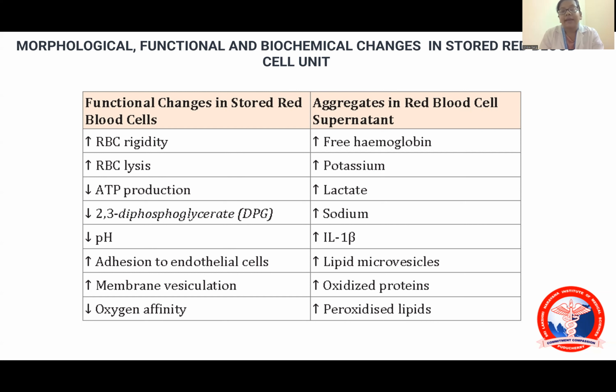And what do aggregates in red blood cell supernatant indicate? They indicate free hemoglobin, increased potassium, increased lactate, increased sodium, increased interleukin levels, increased oxidized proteins, and increased peroxidized lipids.